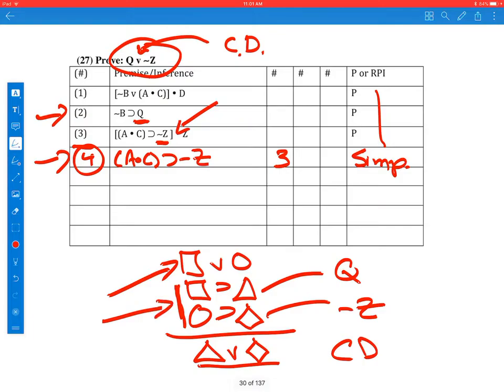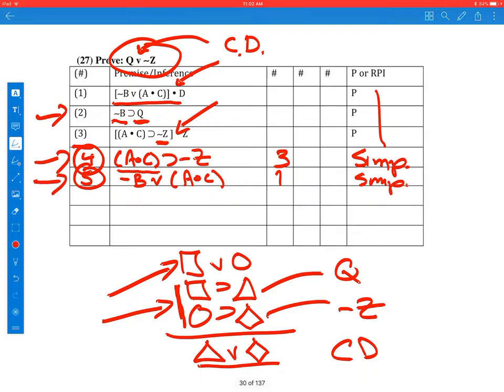a disjunction that's made out of the antecedents from 2 and 4. We need something that says not B or A and C. Well, if you look around, you can see that that's in line 1. However, line 1 is a conjunction and has this and D business. So we need to get rid of that D before we can do our constructive dilemma. Getting rid of the D is easy enough to do because it's a conjunction. We can just simplify. So line 5, we get not B or A and C from 1 simplification.